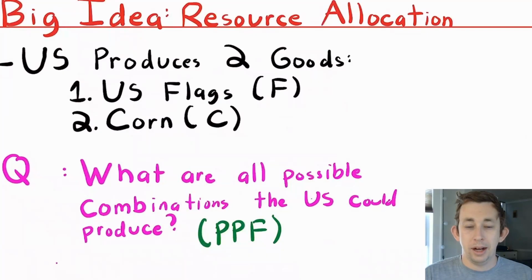The big idea behind Production Possibility Frontiers, or PPFs, is that we're thinking about production and resource allocation. So as a basic example, consider the United States, and let's say they only make two things. They make US flags and corn. A PPF is going to answer the question, what are all the possible combinations of US flags and corn that the United States could produce if the United States used all its resources effectively to making either US flags, or corn, or some combination of both goods.